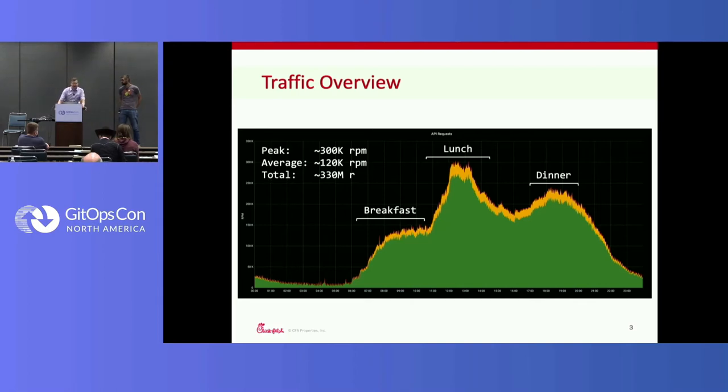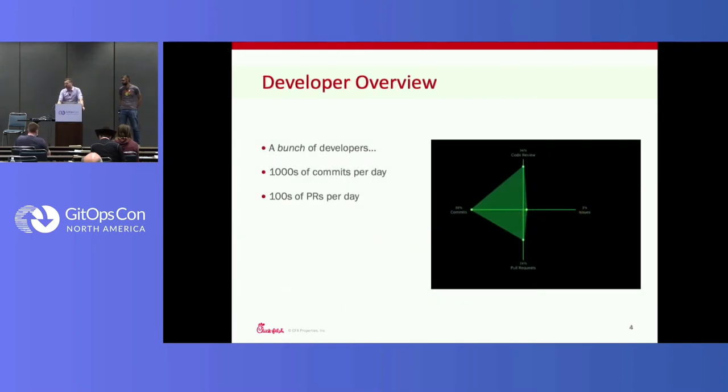So the DXE team behind these services is composed of a bunch of developers, both internal staff and external contractors. Together, this team pushes thousands of commits and opens hundreds of PRs every single day. I really like this GitHub insight graph because it looks like we have no issues, which of course we do, but we just track them elsewhere.